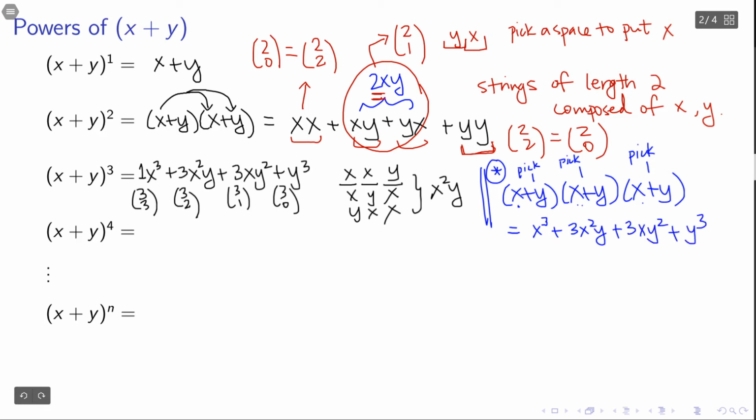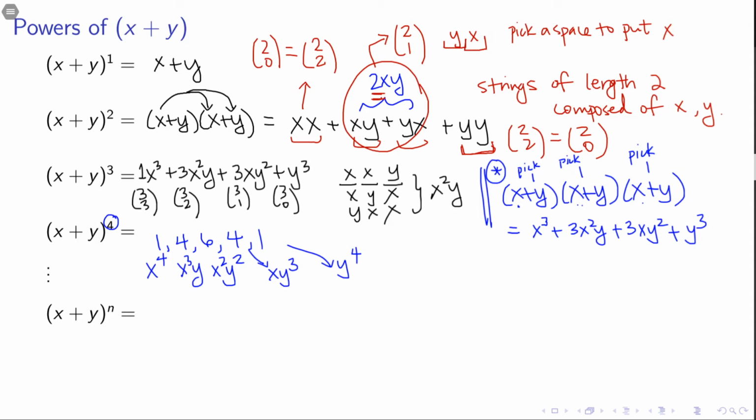And you can verify it for yourself for the fourth power. The coefficients there are 1, 4, 6, 4, and 1, where the coefficients follow the same pattern. You start with x to the fourth power, then you take 3 x's and 1 y, then 2 of each, then 1 x and 3 y's, and then finally 4 y's. Right, and to be sure, these are exactly the binomial coefficients 4 choose 0, 4 choose 1, 4 choose 2, 4 choose 3, and 4 choose 4.